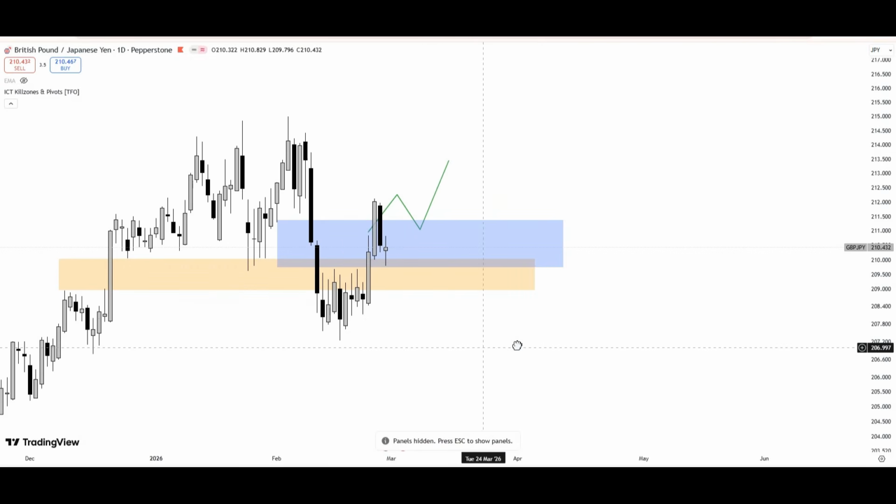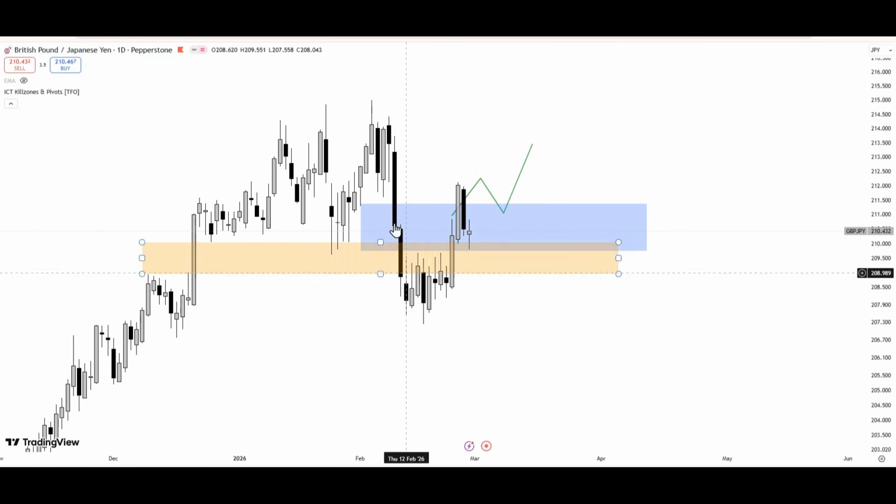So GBP JPY daily time frame, you can clearly see the order flow. This momentum is bearish. We had all this bearish move, and so far this can either be a retracement to continue going bearish if yen is bullish, or price was just retracing to the monthly fair value gap, which has already been tagged, and then now we expect more bullish momentum.